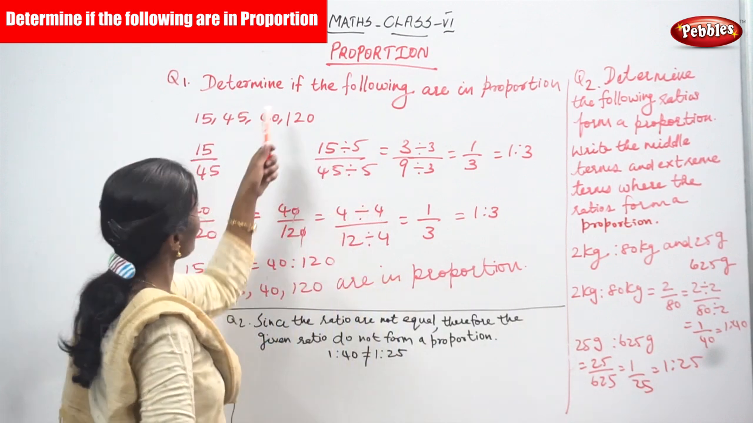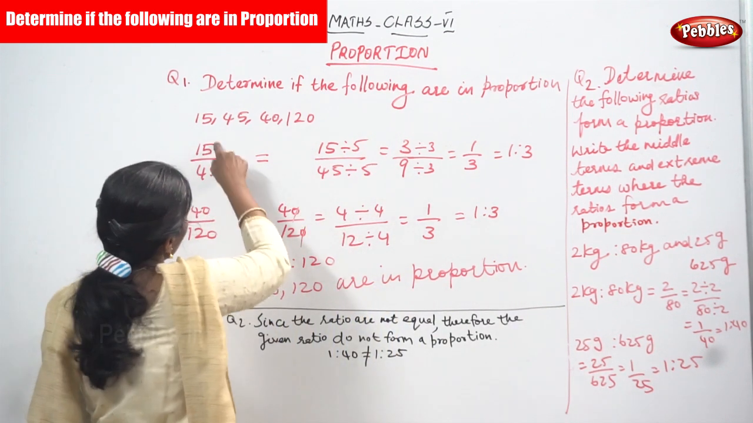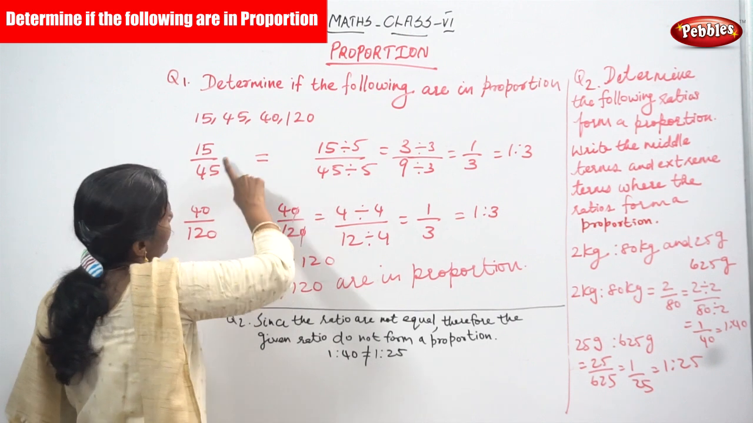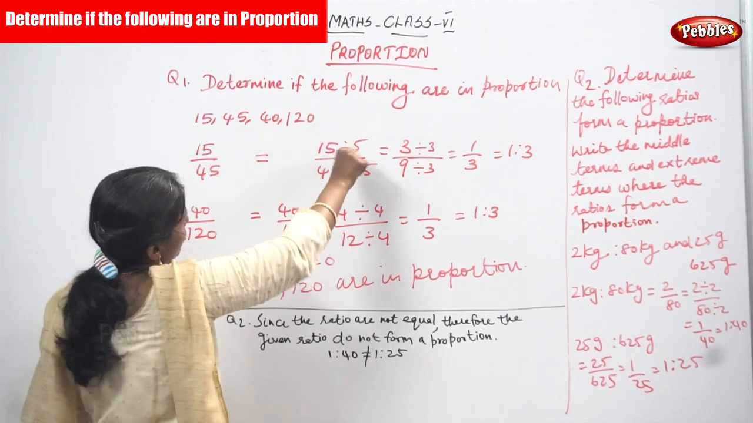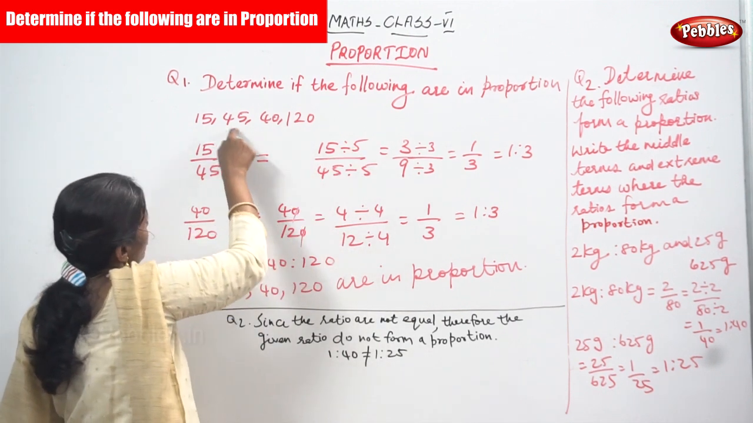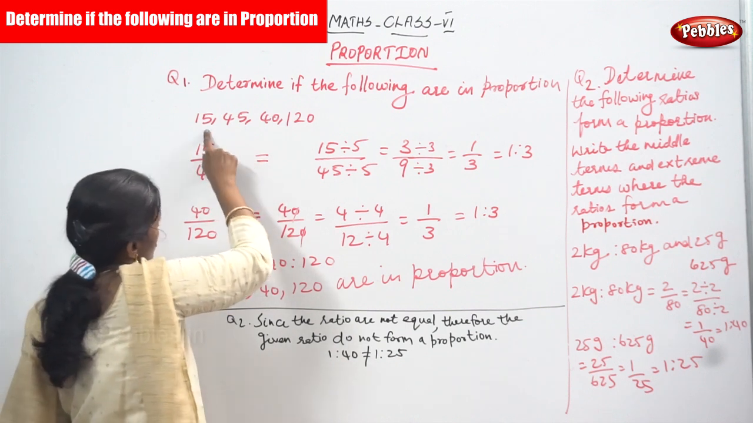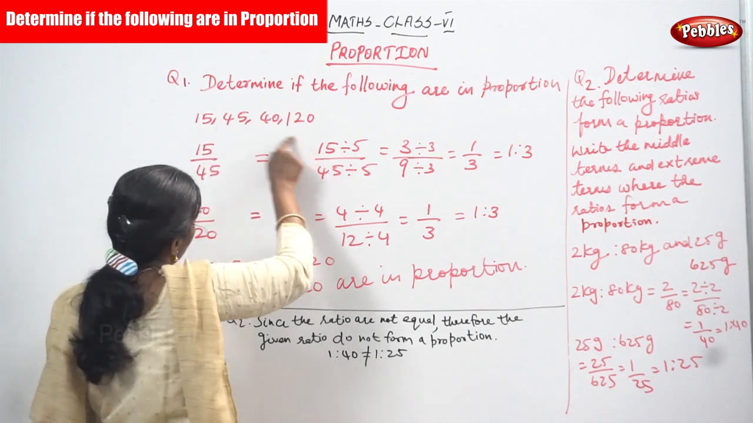Now we are going to see how to determine if the following are in proportion: 15, 45, 40, 20. These are the numbers given. So determine if the following are in proportion. First we have to convert 15 and 45. First quantity, second quantity, third quantity and fourth quantity, you have to write.